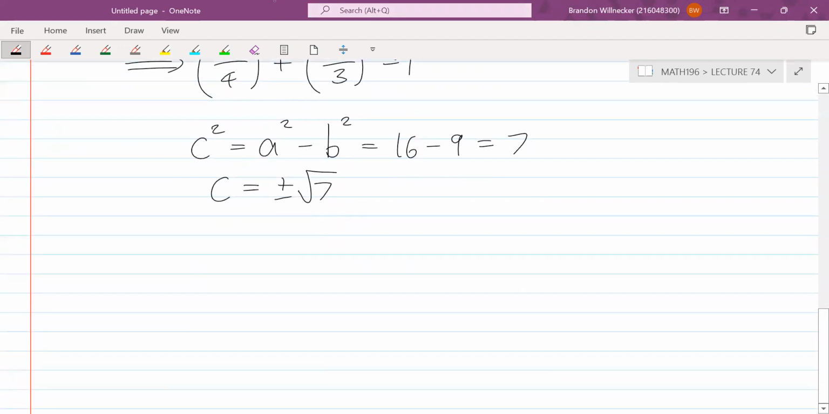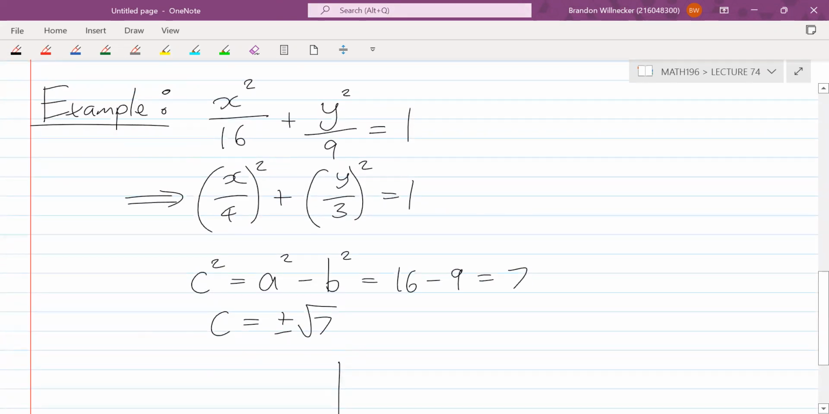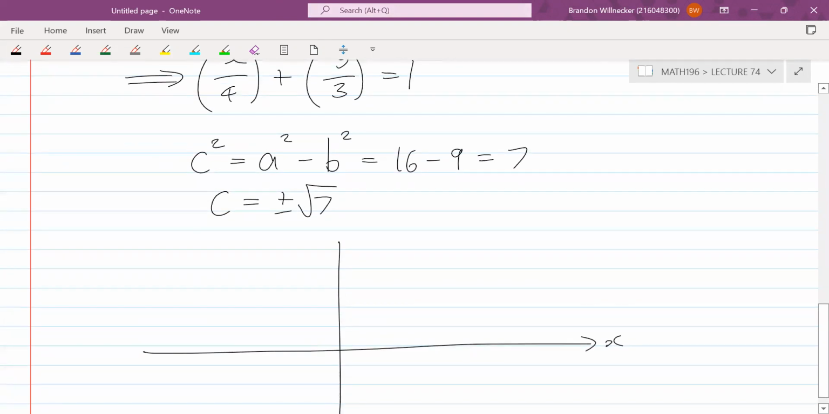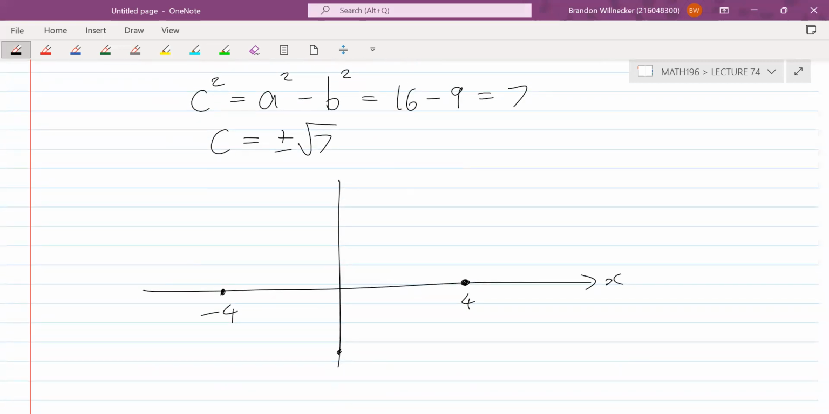It's going to be something like this. Along the x-axis, that's our value a and minus a, so it's going to be 4 and minus 4. That's, let's say, somewhere here, that's 4, and somewhere here, minus 4. And then b has a value of 3, so the intercepts are at minus 3 and 3, somewhere here and somewhere here. Then we can just connect the dots to get our ellipse shape, something like this. Just a rough ellipse shape, that's fine.